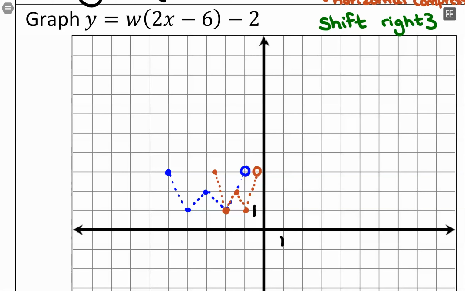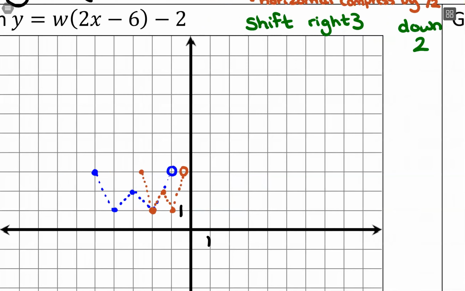Then I need to move right 3, and we could do this all in one step. In fact, let's go ahead and do that. So I'm going to move to the right 3. So 1, 2, 3, and so on for each point, and 1, 2, 3 with an open circle there.